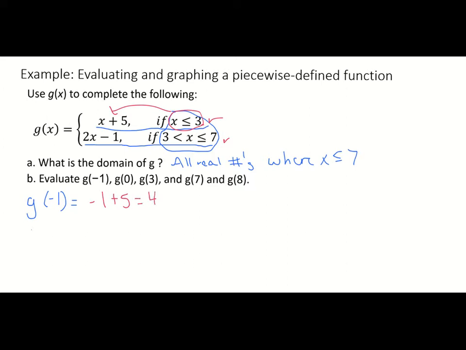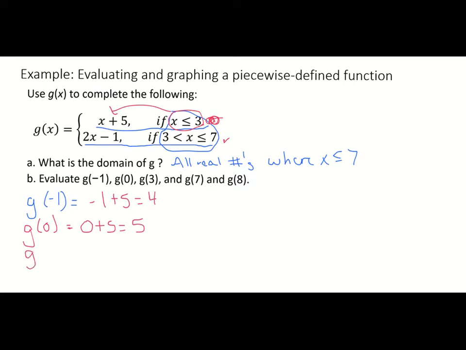Next, we're going to evaluate g of 0. And that one still fits into the inequality up here, where x is less than or equal to 3. So I'm going to do the same equation. I'm going to do 0 plus 5. And that gives me 5 for my answer.